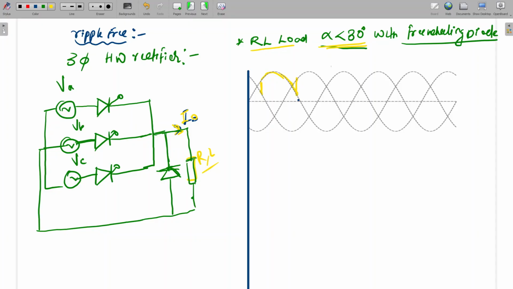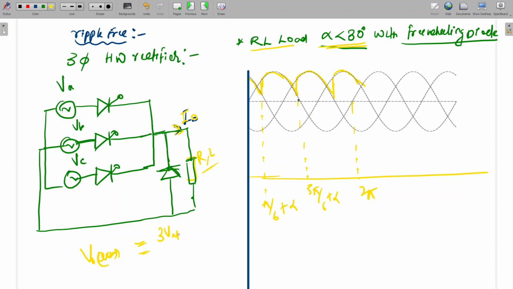Here it will follow through here, and again it will here. So what is this angle? Pi by 6 plus alpha, and this angle is 5 pi by 6 plus alpha, and here to here it will be 2 pi. What will be the average voltage? Average voltage will be the same, since output voltage is continuous. So it will be 3 VmL upon 2 pi cos alpha.